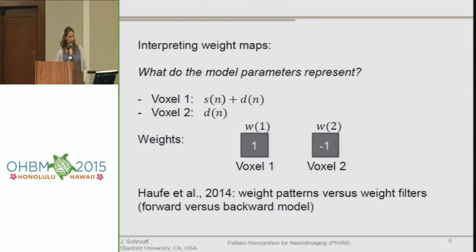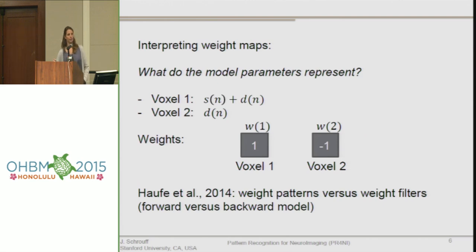So there has been work to find a solution for that by Haufe et al. in 2014, where they basically reconstruct weight patterns from what they call the weight filters, which are those weight maps that I just showed you.